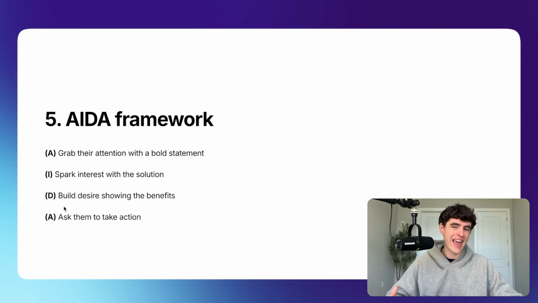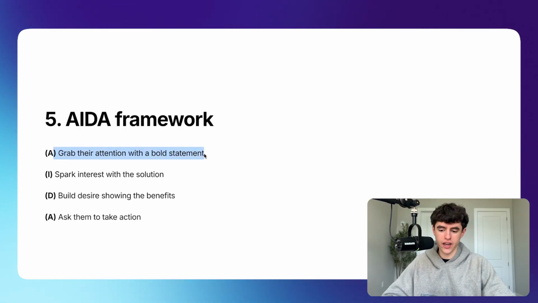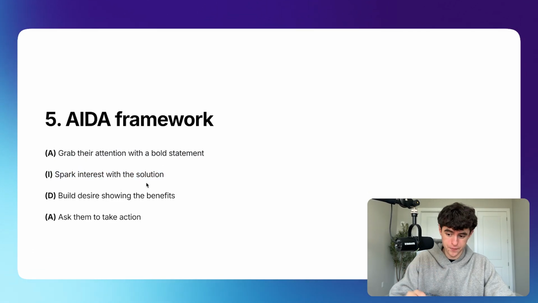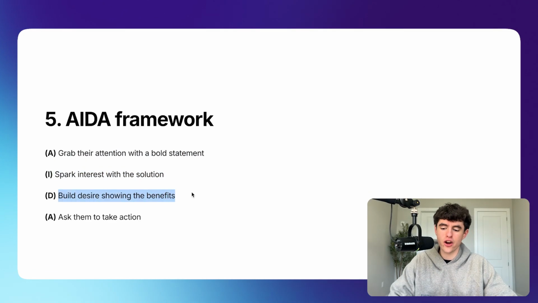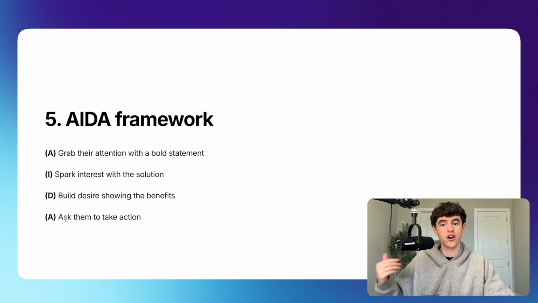And number 5, we have the AIDA framework, right? So A, grab their attention with a bold statement. I, spark interest with the solution. Then D, build the desire, showing the specific benefits. And then A, asking them to take further action.